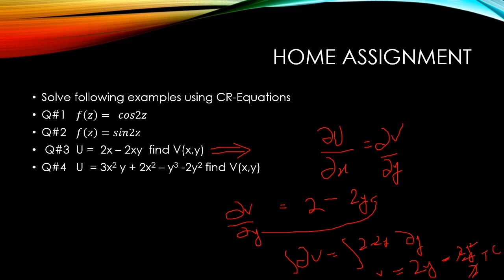In the same way, you will have to solve question number 4. And question number 1 and question 2 are solved in this way, that we have cos of 2z. You will have to find its derivative. First you have to split the z and then find its derivative, to find the possible solution according to the given condition.